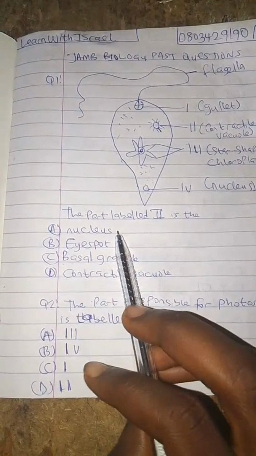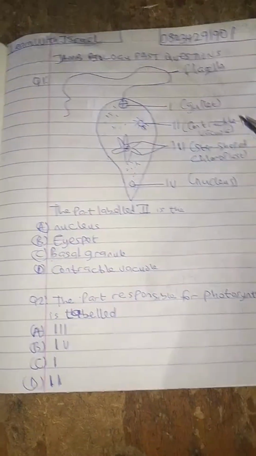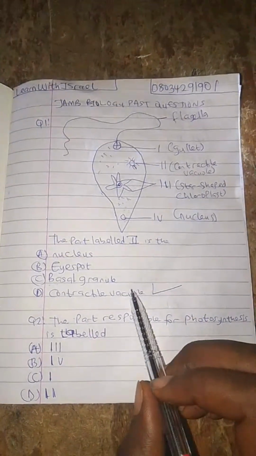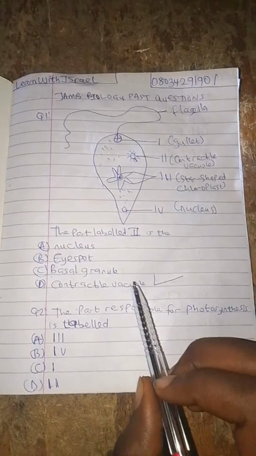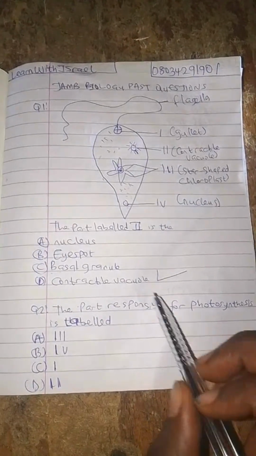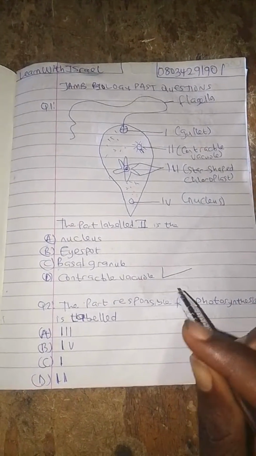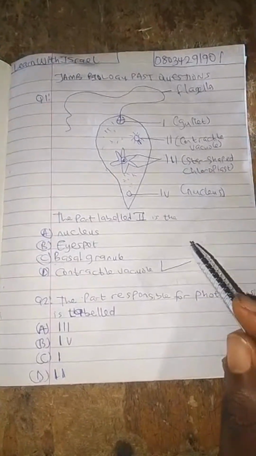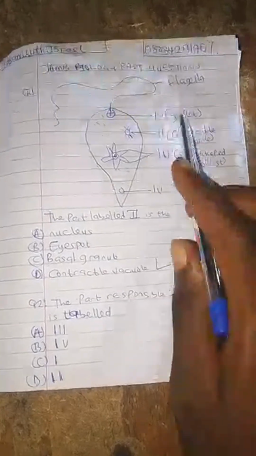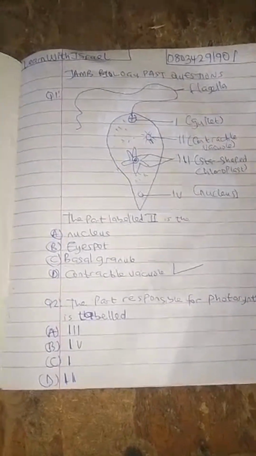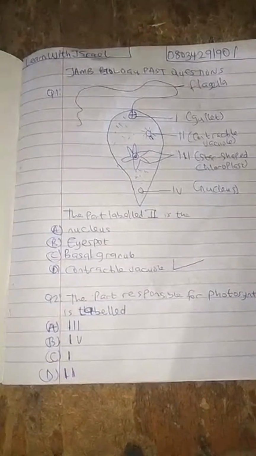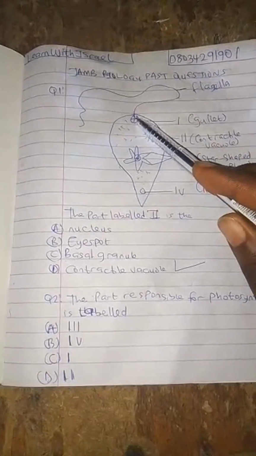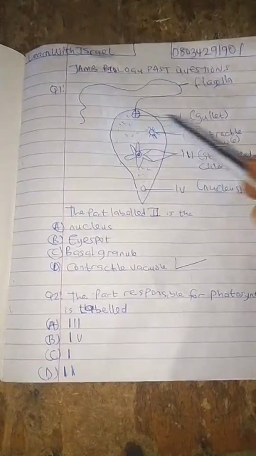So the part labeled 2 is the contractile vacuole. Contractile vacuole is the appropriate answer. So what's the function of contractile vacuole? Contractile vacuole regulates water in euglena. It serves as osmoregulation. So the gullet is the passage in which food passes into the euglena. As you can see, it serves as a passage.